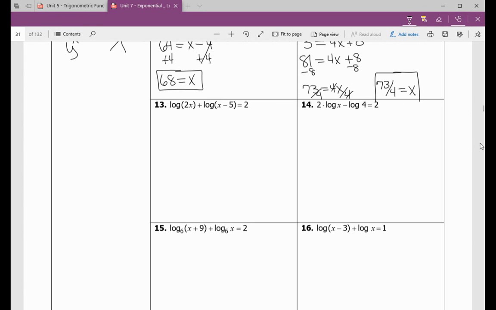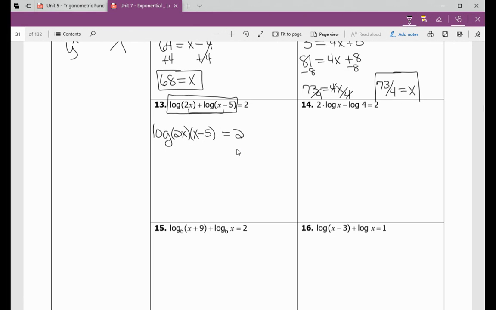If you notice, you have a log plus a log. So what's going to happen here is we have to combine these two together. So the rule that I gave you: a log plus a log, you multiply these values together. So 1 log of 2x times x minus 5 equals 2. So that was the property. A log plus a log becomes 1 log with everything being multiplied together.